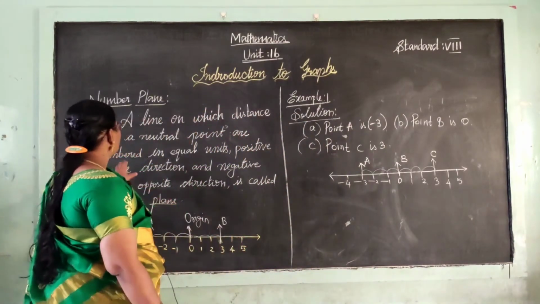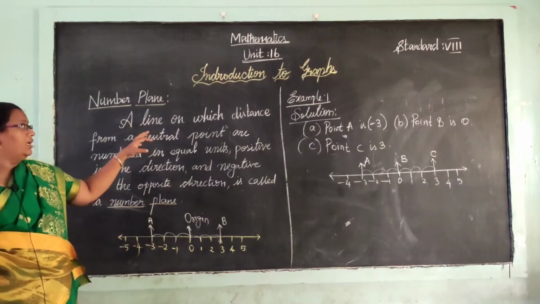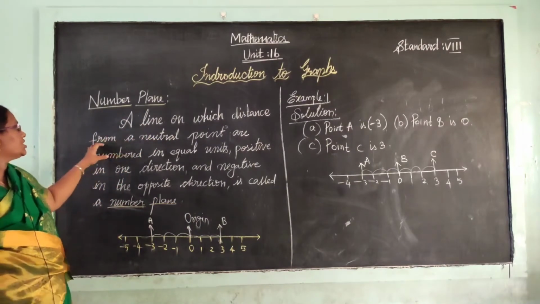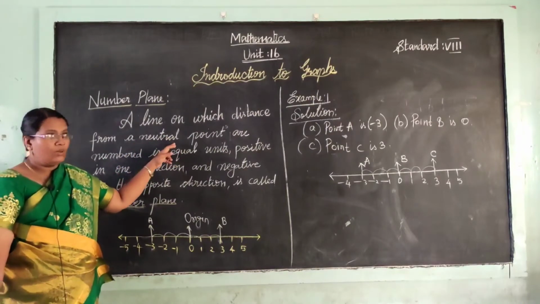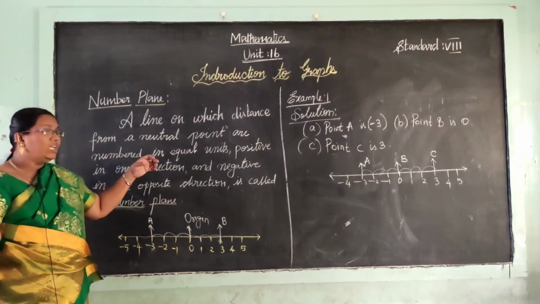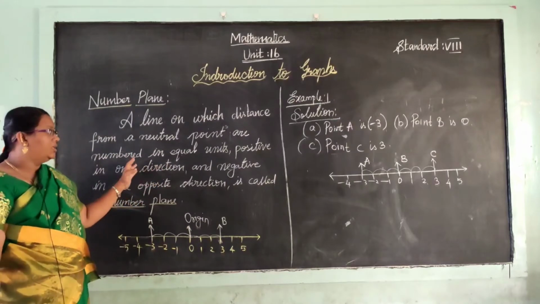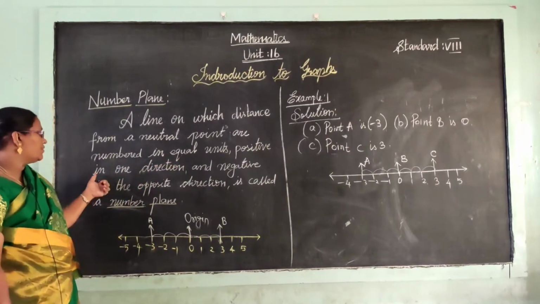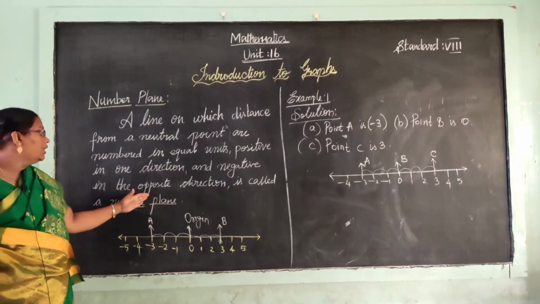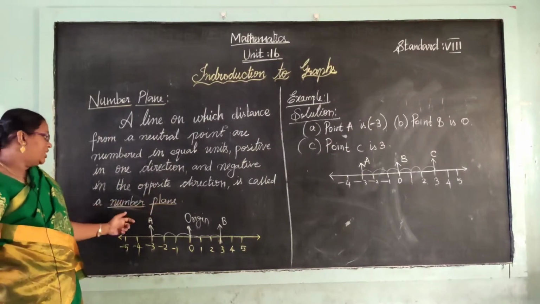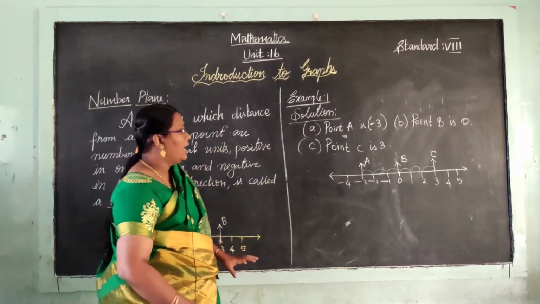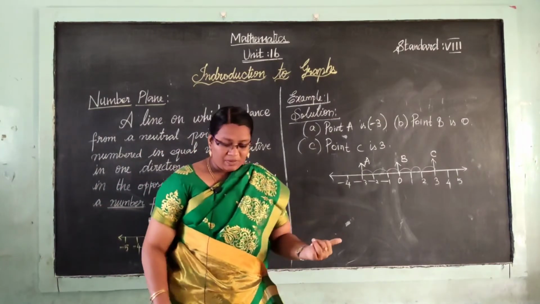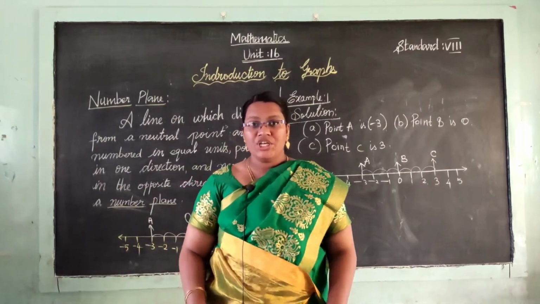So what is the definition of number plane? A number line on which distance from the neutral point, that is, neutral point means 0, is numbered in equal units, positive in one direction and negative in the opposite direction, is called the number plane. Okay, right. And also we have one example related to the number plane. Next we will say about the Cartesian plane.